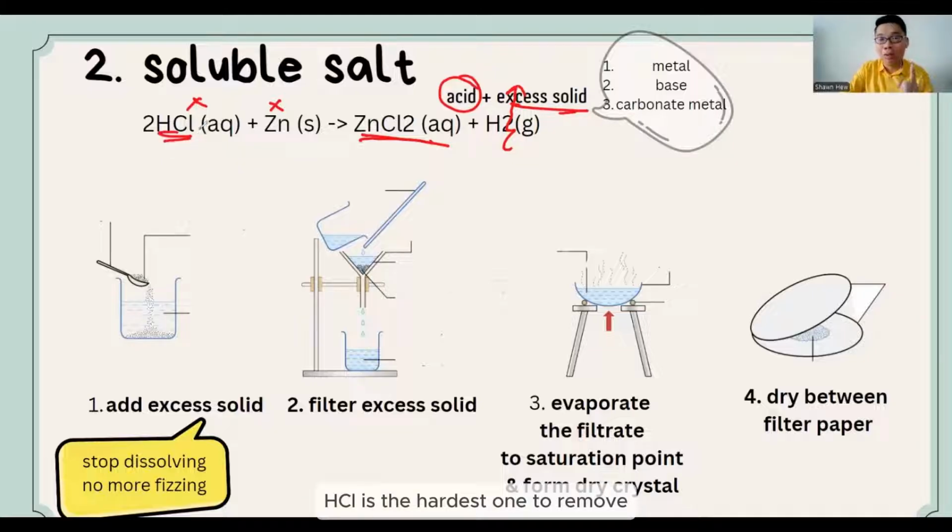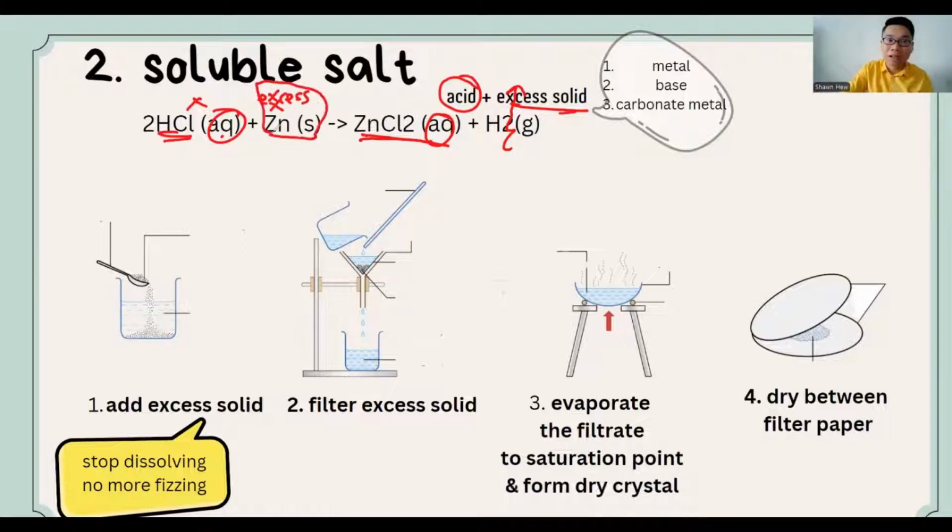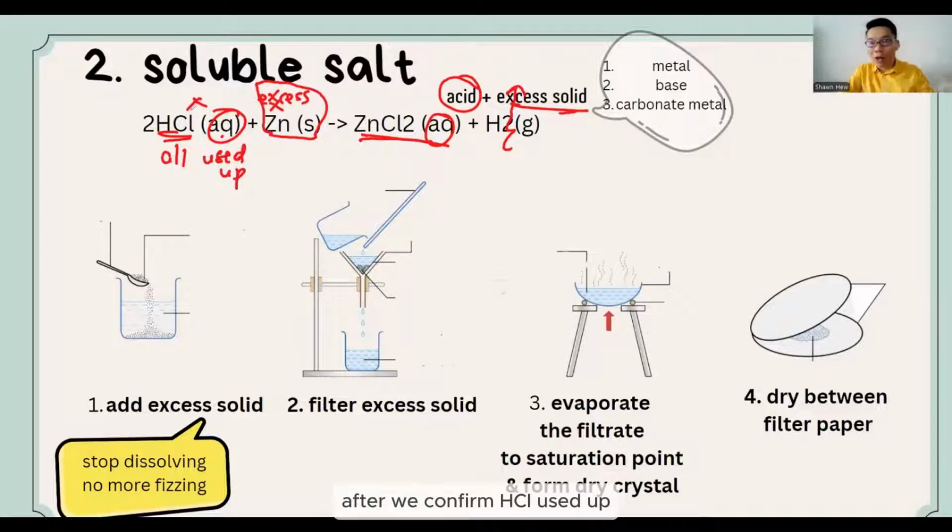HCl is the hardest one to remove because both of them are aqueous. So we need to ensure all HCl is used up. That's why we need to have excess solid. When we have excess solid, we can ensure all HCl is used up. After we confirm HCl is used up, then we need to remove zinc, the solid. This is easy, we just filter it. The excess solid, we can filter it out easily.